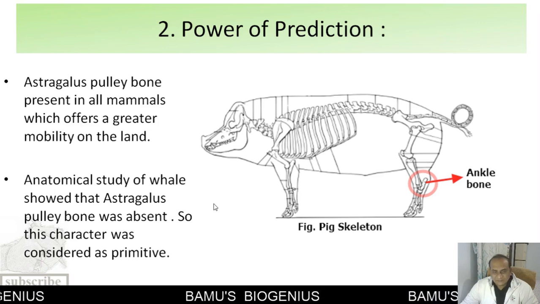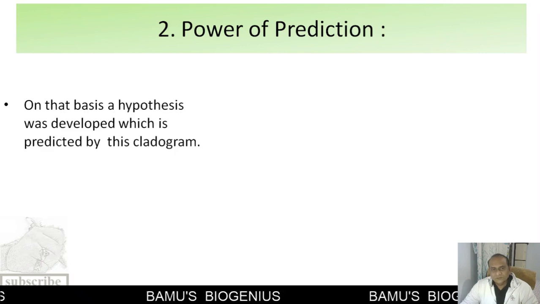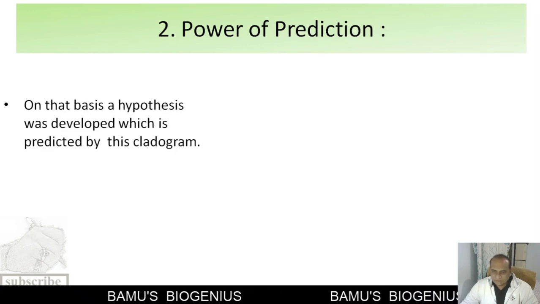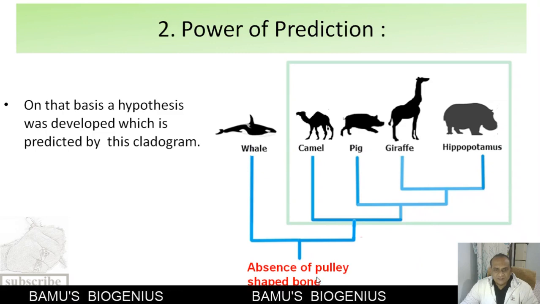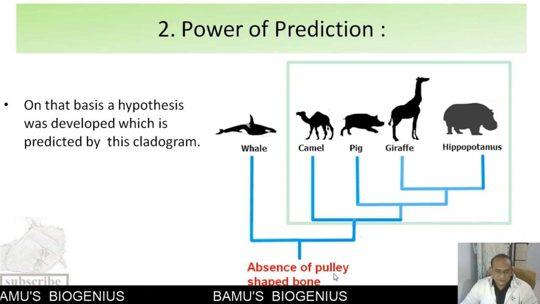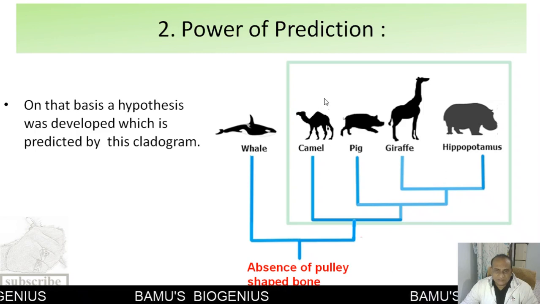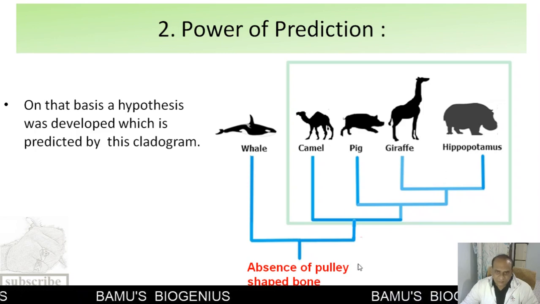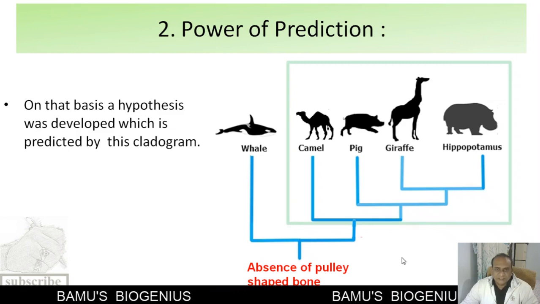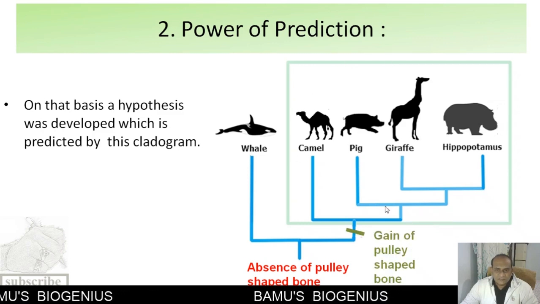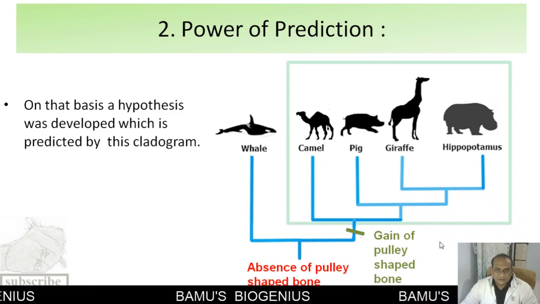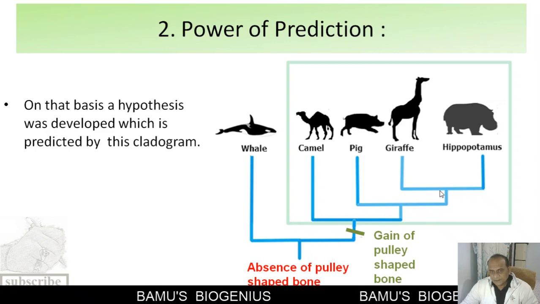So on the basis of the presence and absence of this ankle bone, a hypothesis was developed and predicted by this cladogram, which suggests that the absence of this pulley-shaped bone may be a primitive character present in the ancestor of all these land vertebrates. It is also predicted that later on, the ancestor of land vertebrates gained this pulley-shaped bone for greater mobility on land.